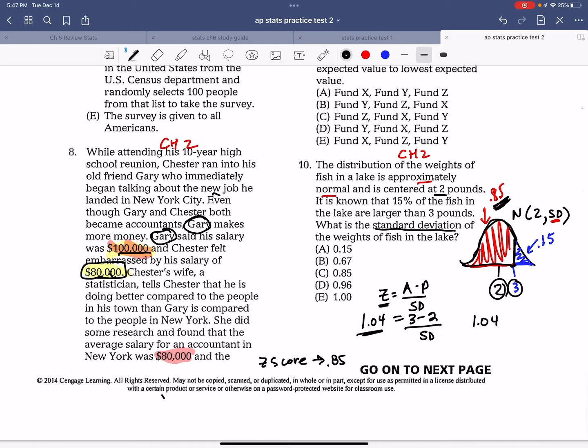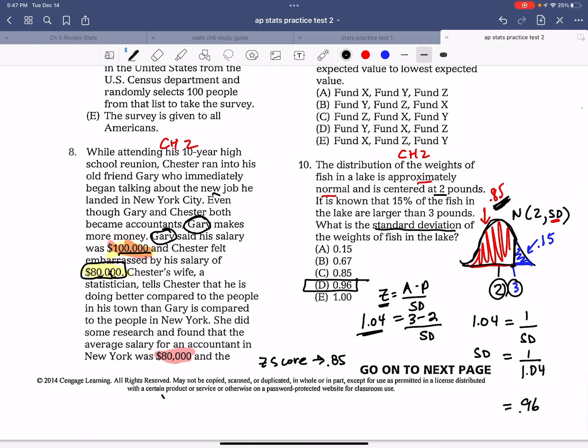So we have 1.04 is equal to 3 minus 2 over the standard deviation. We do the Lynch swap, and our answer is 1 divided by 1.04. So in a calculator, 1 divided by 1.04 is 0.96. So our answer is D.